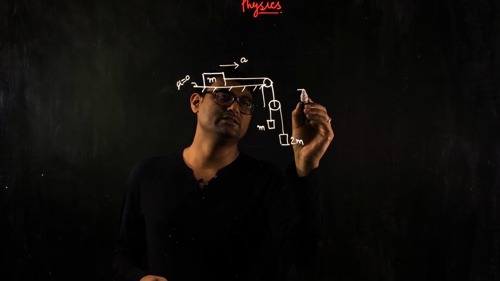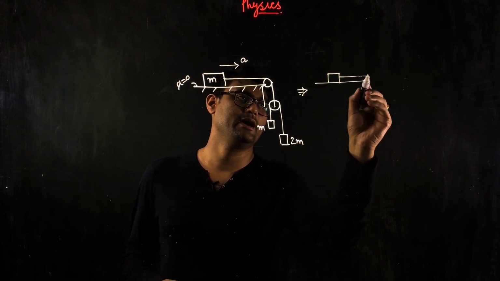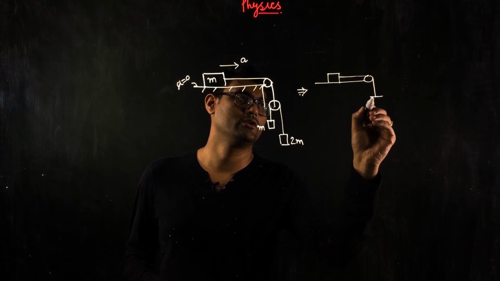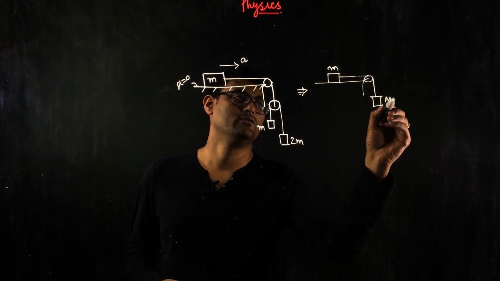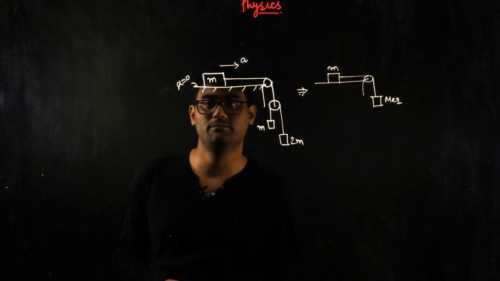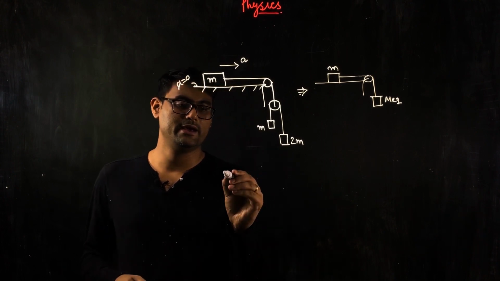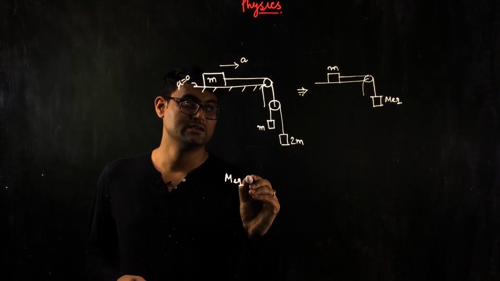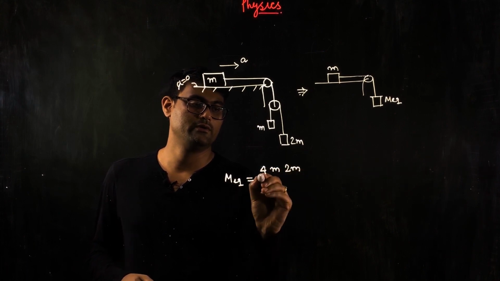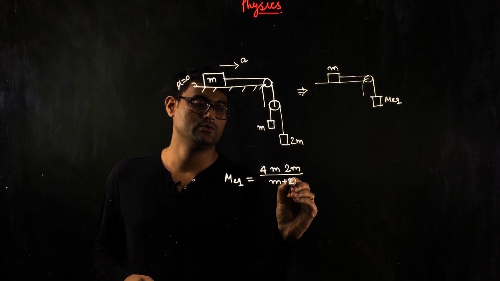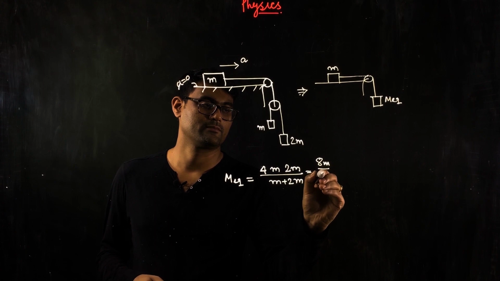We can simplify this problem in this way. We can say that the same diagram can be redrawn with this one, where this is m and this one is the mass equivalent. In the previous problem, we have seen that the mass equivalent formula was 4m1m2 divided by m1 plus m2. So in this case, I can say it is 8m by 3.